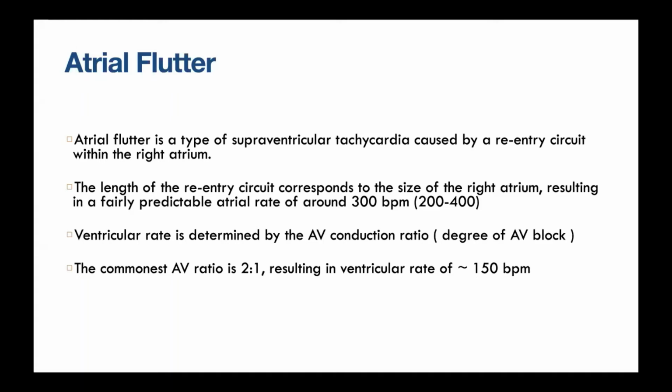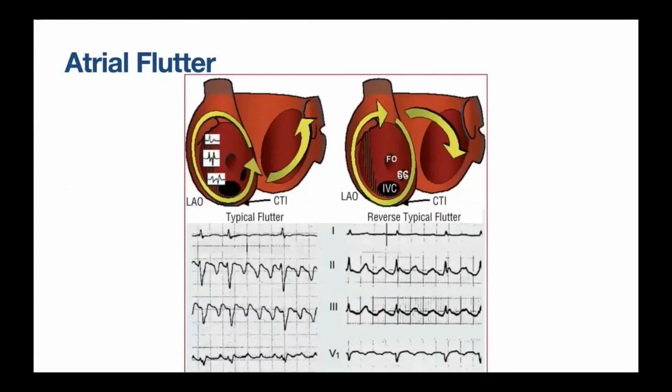So as we said, 300 atrial rate, but usually the AV node is not able to conduct this rapid conduction, so most of the time it is accompanied by AV block, and the commonest type is 2 to 1 AV block. As we said, there is typical and atypical flutter. Typical usually has a counterclockwise circuit direction. Atypical is usually clockwise. In typical, you usually see the sawtooth or fluttering wave negative in the inferior leads, and a positive P wave in V1.